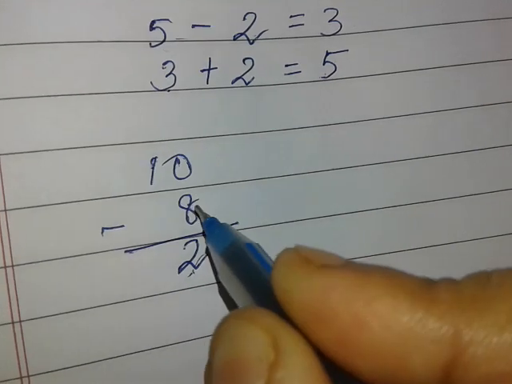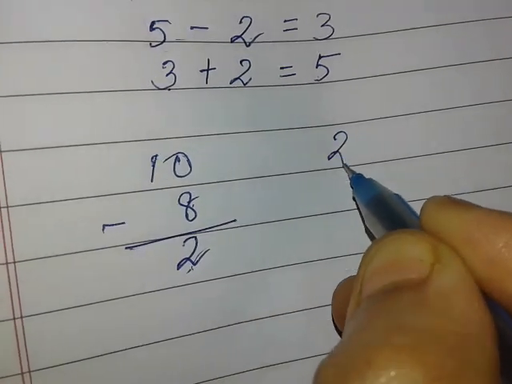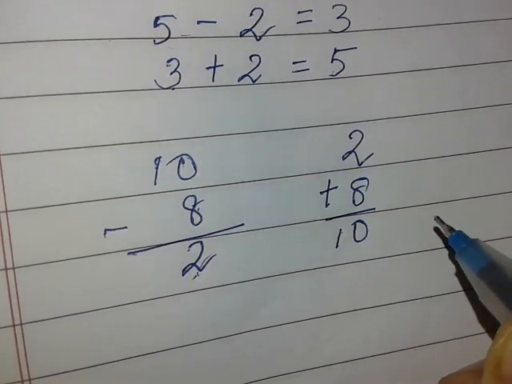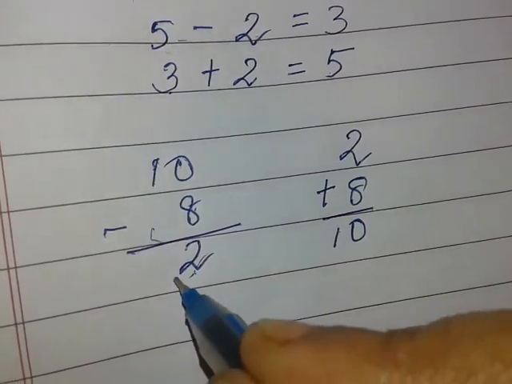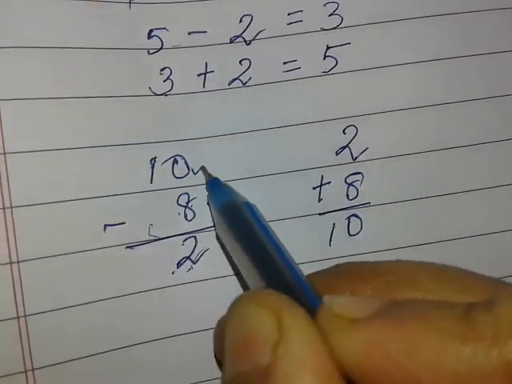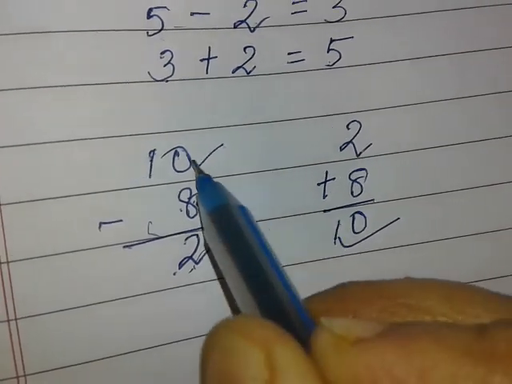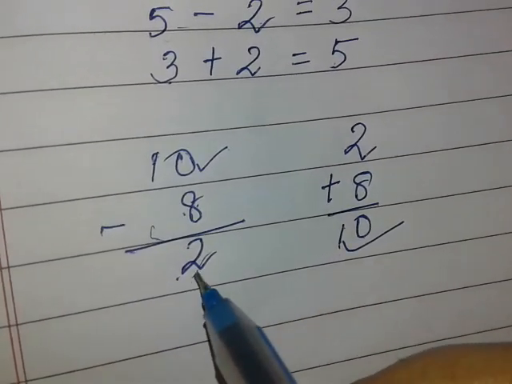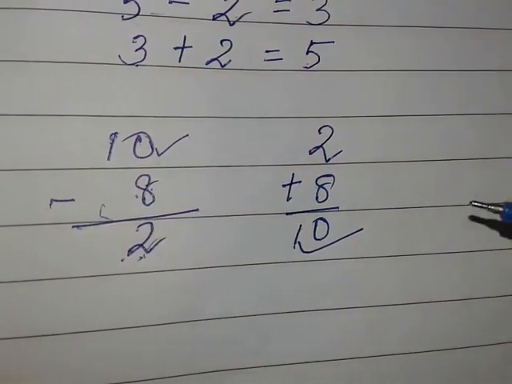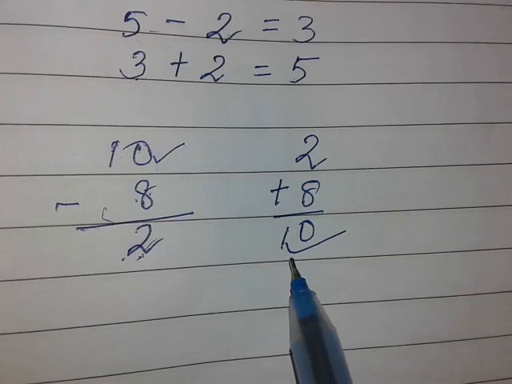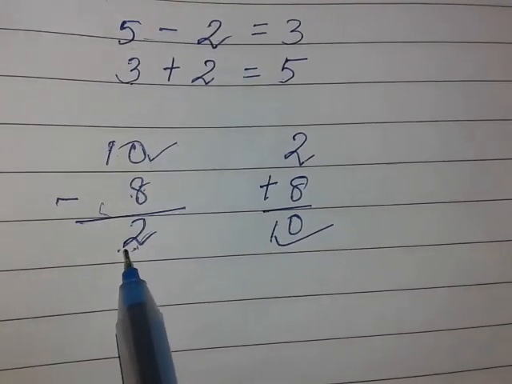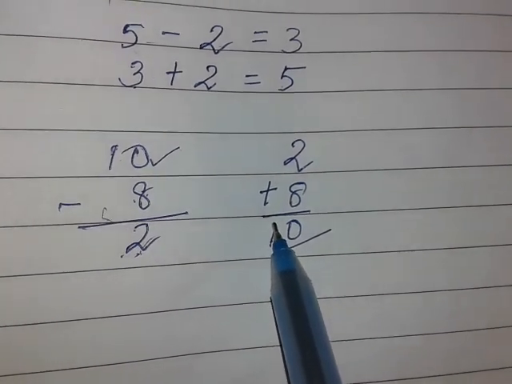These 2 will be added to this 8. 2 plus 8 is equal to 10. When this 2 and this 8 are added, we get the answer 10. This is equal to this 10. So when these two numbers are matching, this means this subtraction and this addition both are correct. In any case, if you see that this number and this number are not matching, this means either your subtraction is wrong or the addition that you have done is not correct.